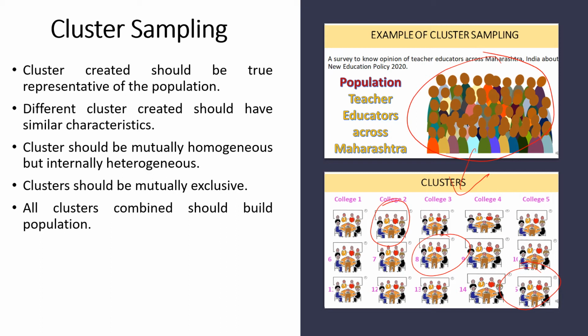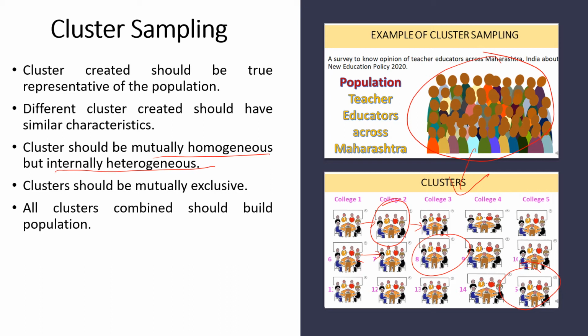Different clusters created should have similar characteristics. Clusters should be mutually homogeneous but internally heterogeneous. Clusters should be mutually exclusive. All clusters combined should build the population.